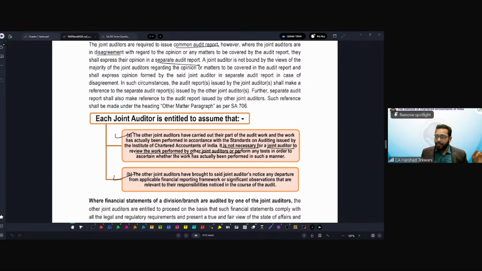So we discussed this particular part. We discussed from the module how SA 299 is there. Any doubts till now? Any doubts to that?